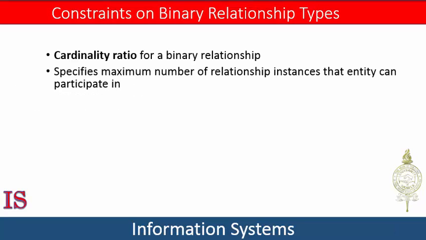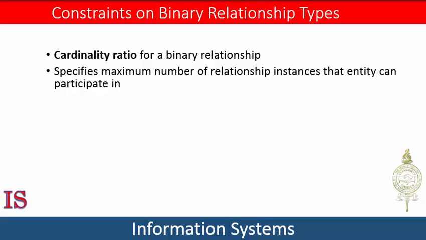The cardinality ratio for a binary relationship specifies the number of relationship instances that an entity can participate in. For example, in the works for binary relationship type, department to employee is of cardinality 1 to many, meaning that each department can be related to any number of employees, but an employee can be related to only one department.